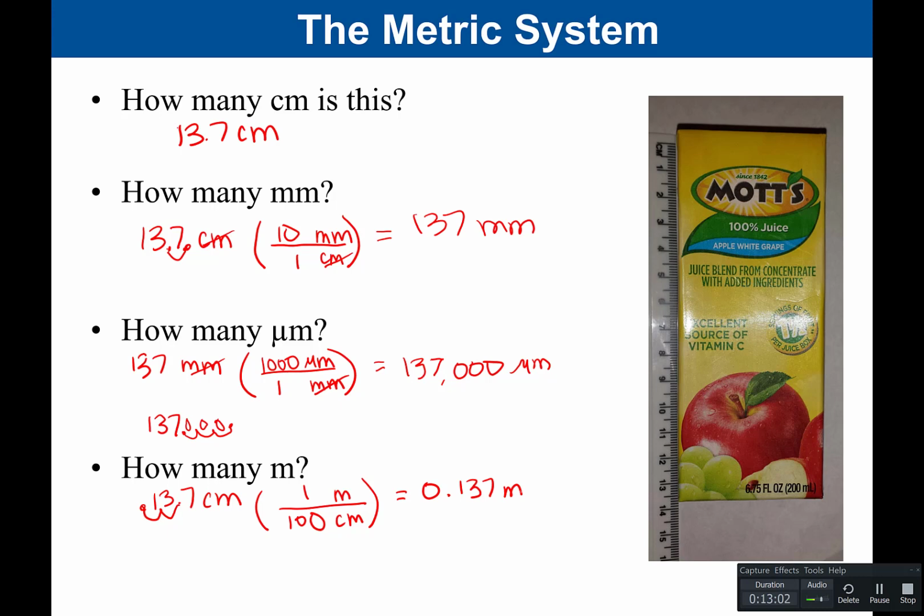So notice how much simpler converting units in the metric system is compared to converting units in our US system. We don't even have to do any math. It's simply just how many places do you move the decimal point and in which direction. If you're multiplying by the bigger number, you know that your number is going to get larger. If you're dividing by a number, you know that the number is going to get smaller. And so then you just move your decimal point in the appropriate direction.